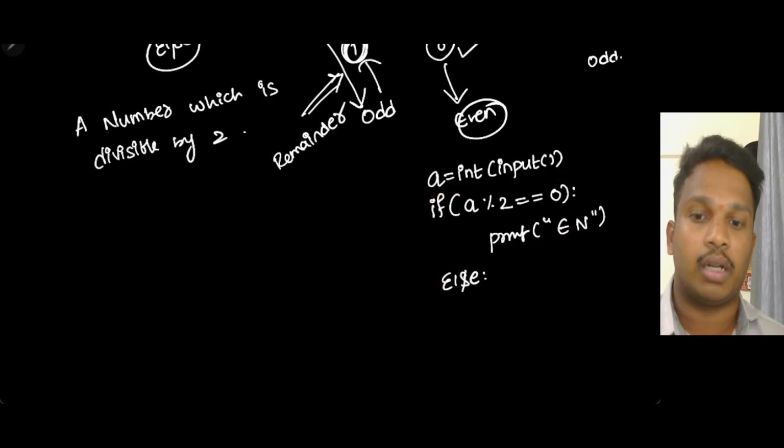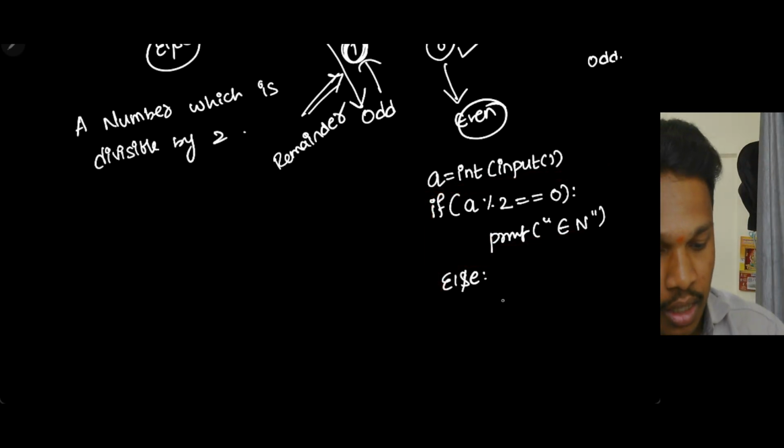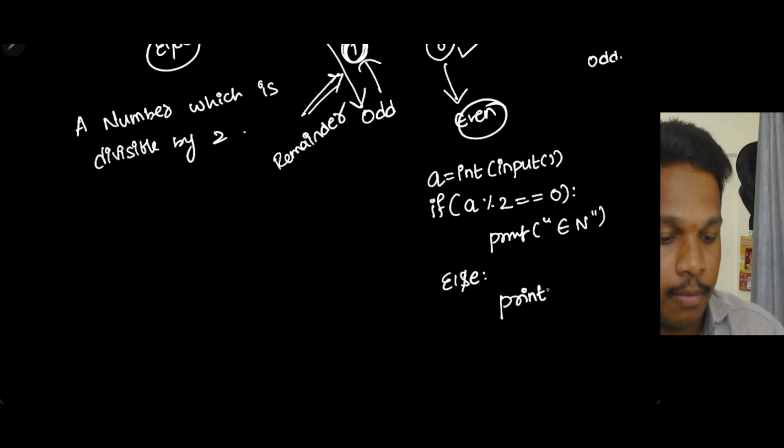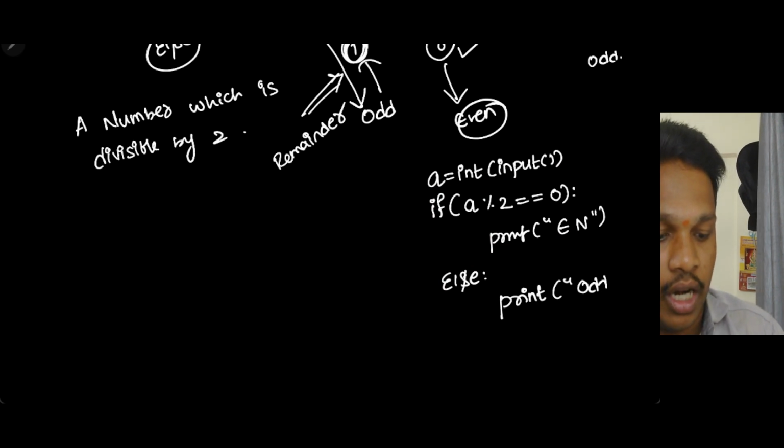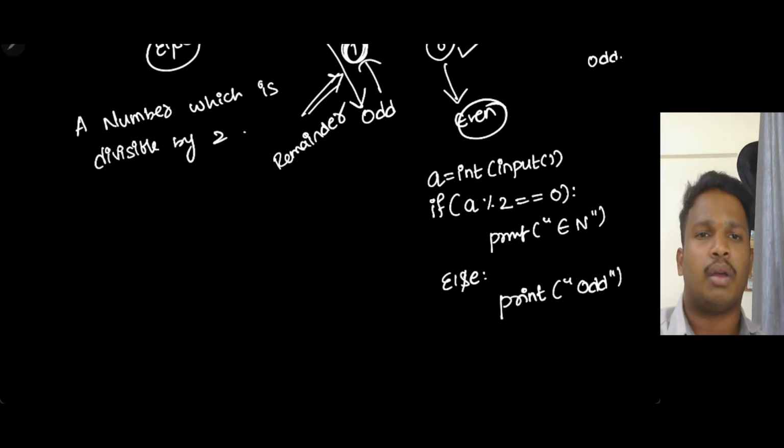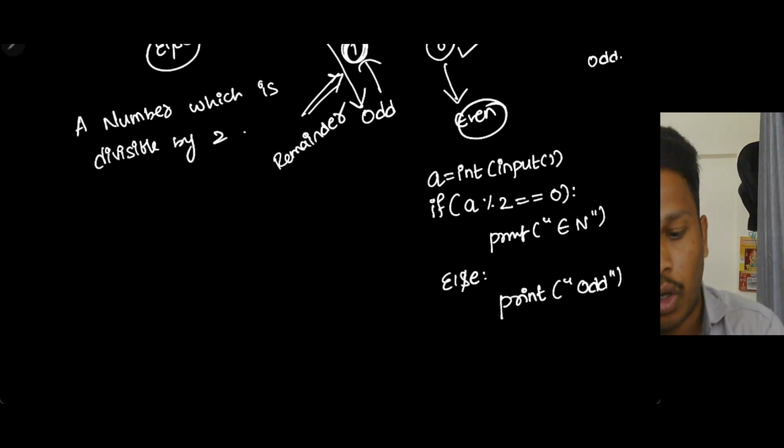If part completed, next else part. Else, what is the number? Else, the number is odd, right? Odd number. That's all. Very simple. Let us execute, or let us see once.